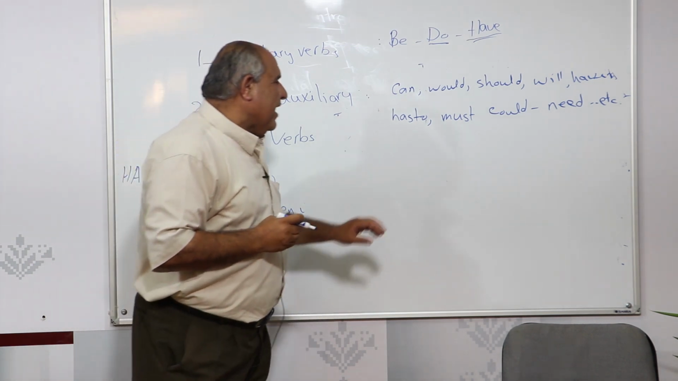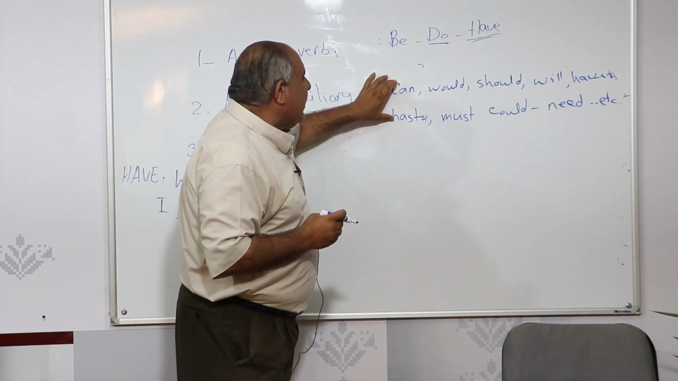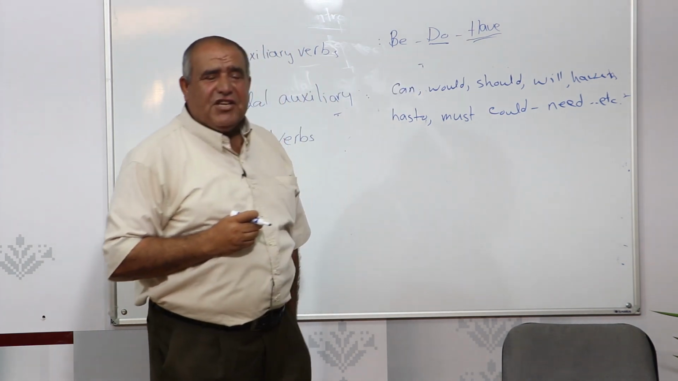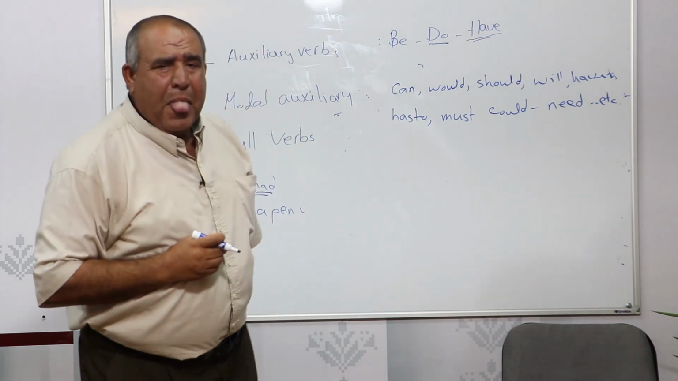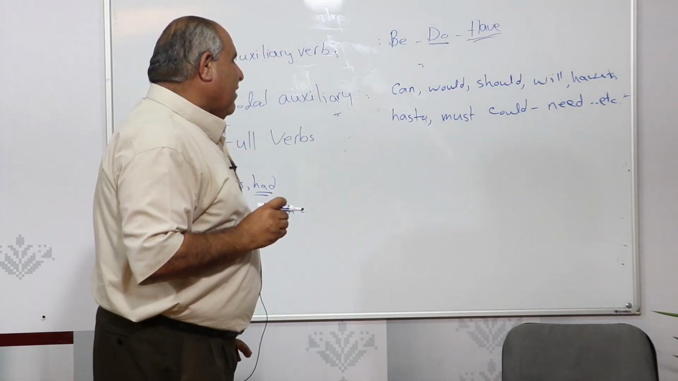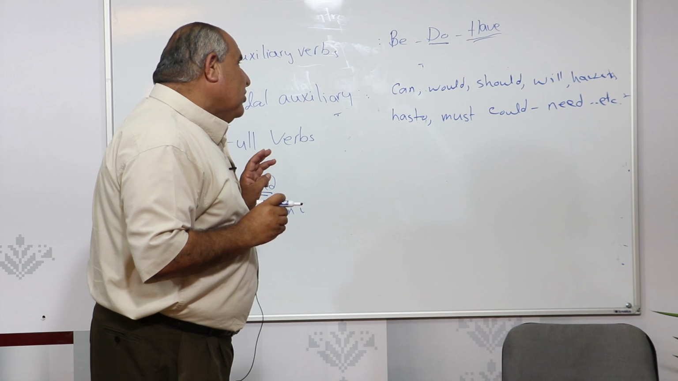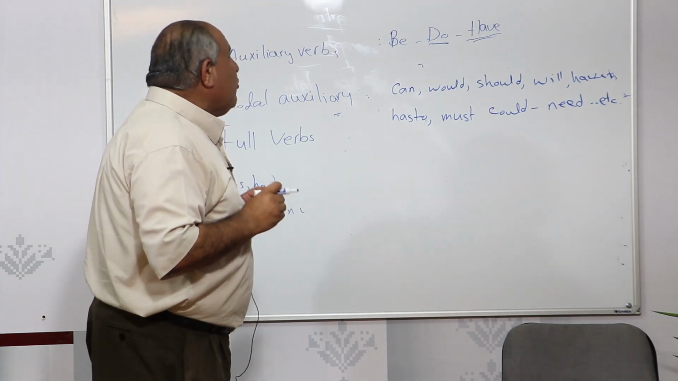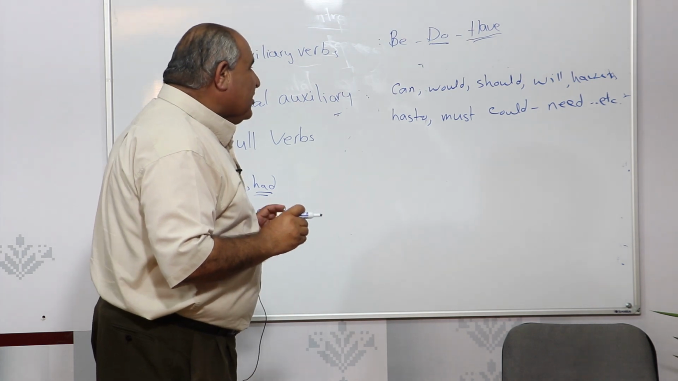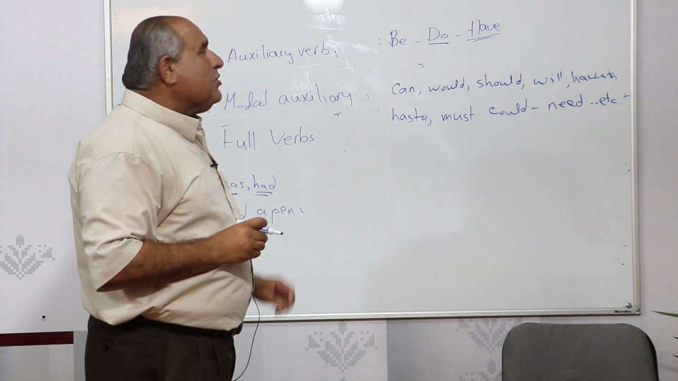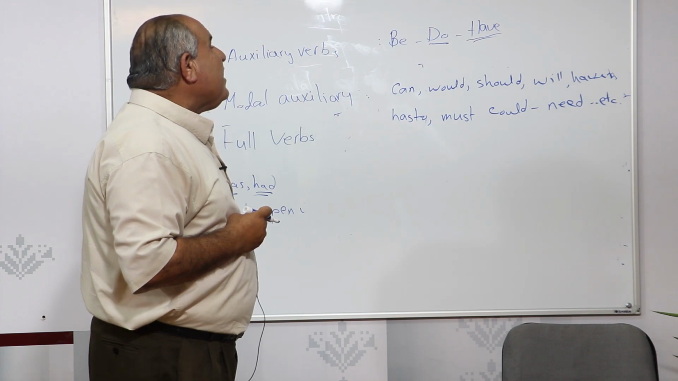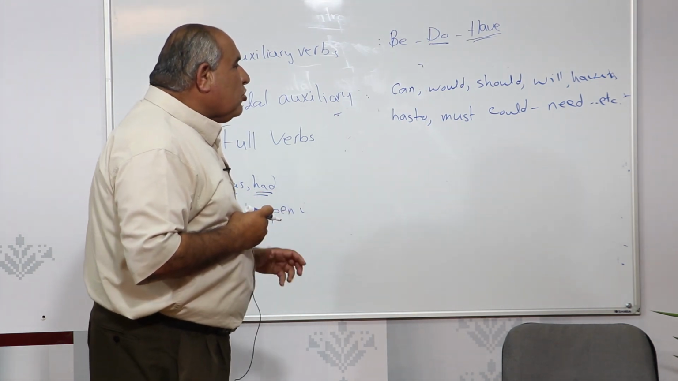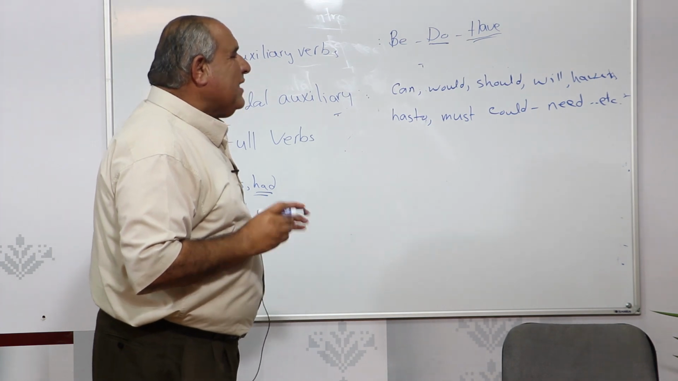Now, in these forms, we can use these modal auxiliaries in exactly the same fashion that we use the verb to be, the verb to do, and the verb to have. So they can be used in order to show the tenses. They can be used also to make questions. They can be used also in order to make negatives. So can becomes can't, would becomes wouldn't, should becomes shouldn't, will becomes won't, and so on.